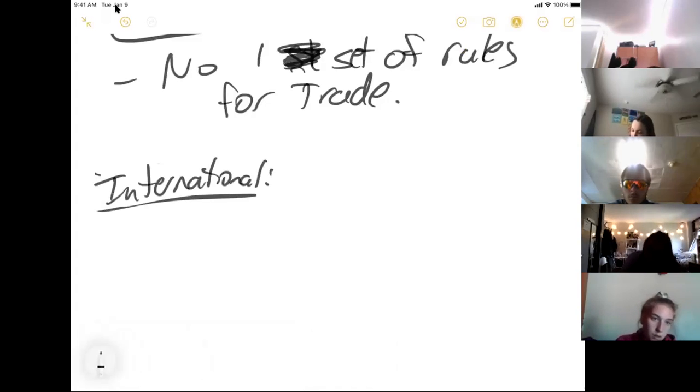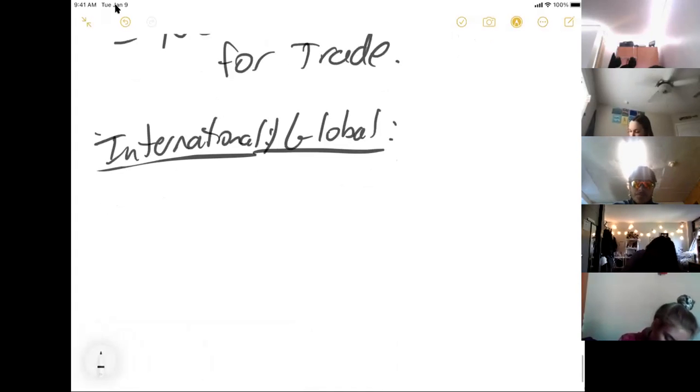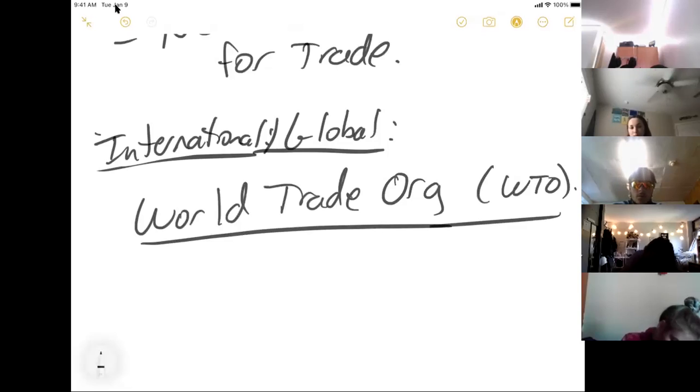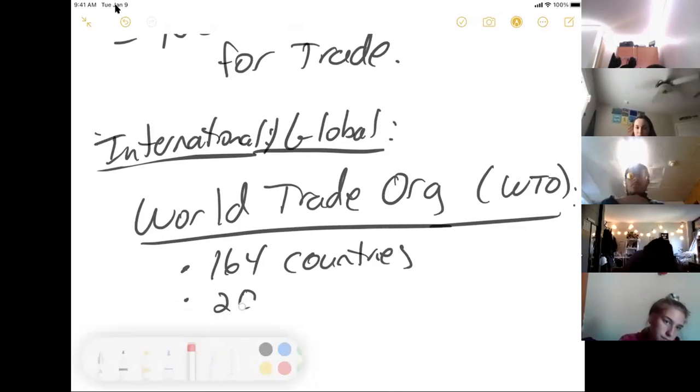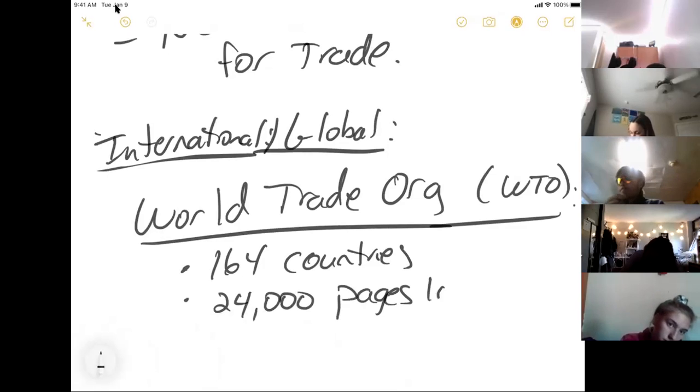Okay, so there's first a set of what we'll call international or global rules. The most important of these is the World Trade Organization, often referred to as the WTO. This is the biggest agreement between the most countries. Right now, it has 164 countries in it, so most of the countries of the world. It is approximately 24,000 pages long. It gives you some idea of the complexity of this thing.